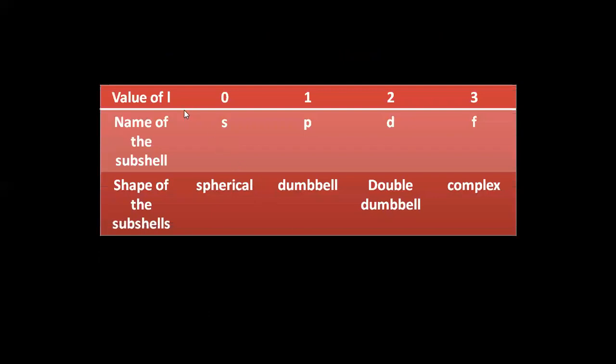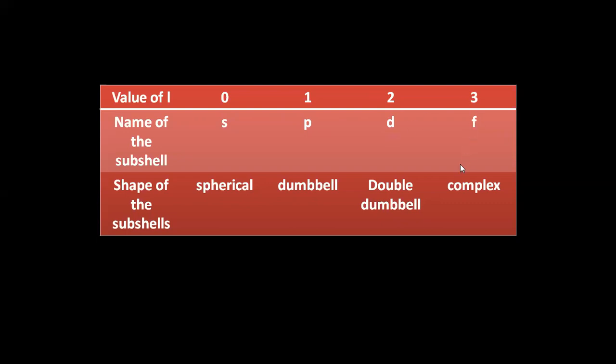And remember that once we get that value of L, let's say if you get the value of L as 0 or 1 or 2 or 3, they are designated by a symbol. Okay, like 0 is always known as S, 1 is always known as P, 2 is always known as D, and 3 is always known as F.